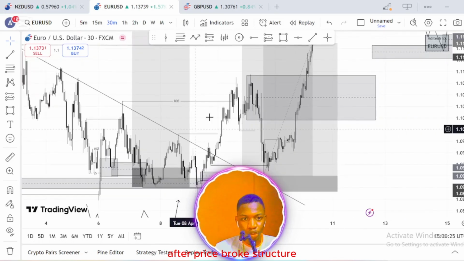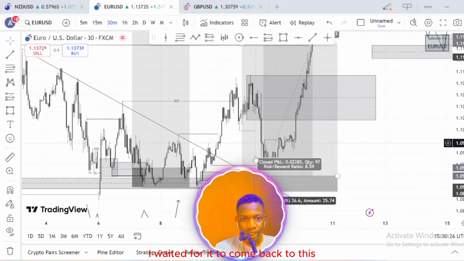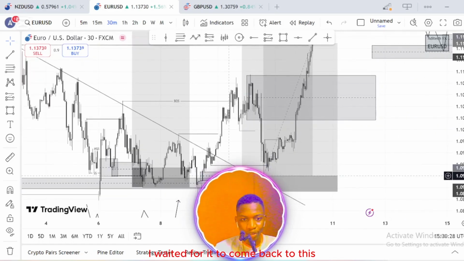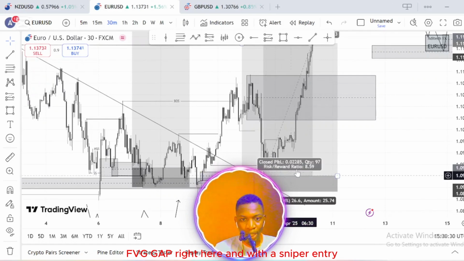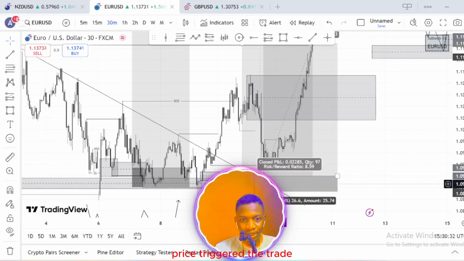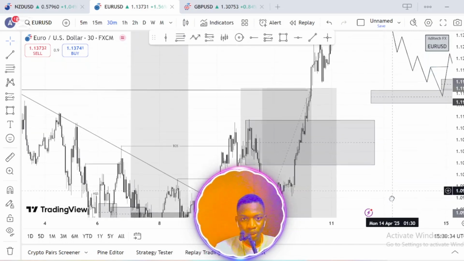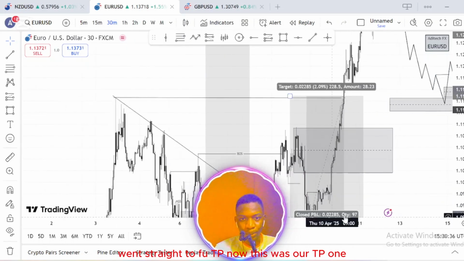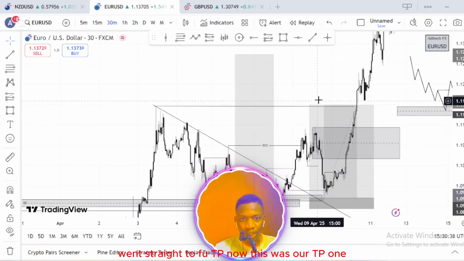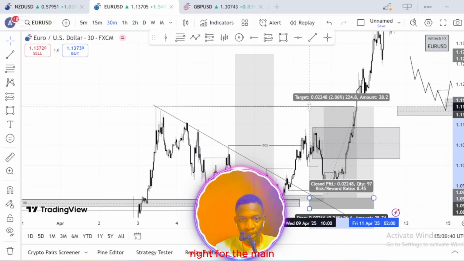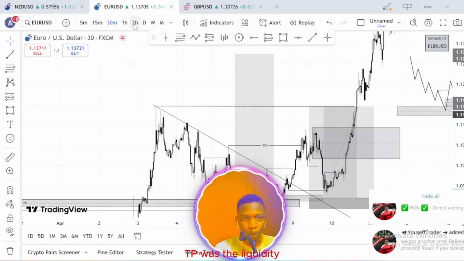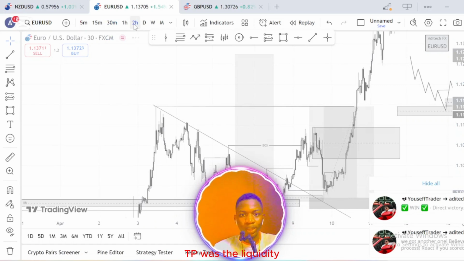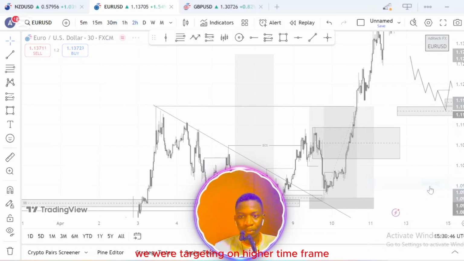After price broke structure, I waited for it to come back to this fair value gap right here, and with a sniper entry, price triggered the trade and went straight to TP. Now this was our TP1, right? But the main TP was the liquidity we were targeting on the higher time frame, right?